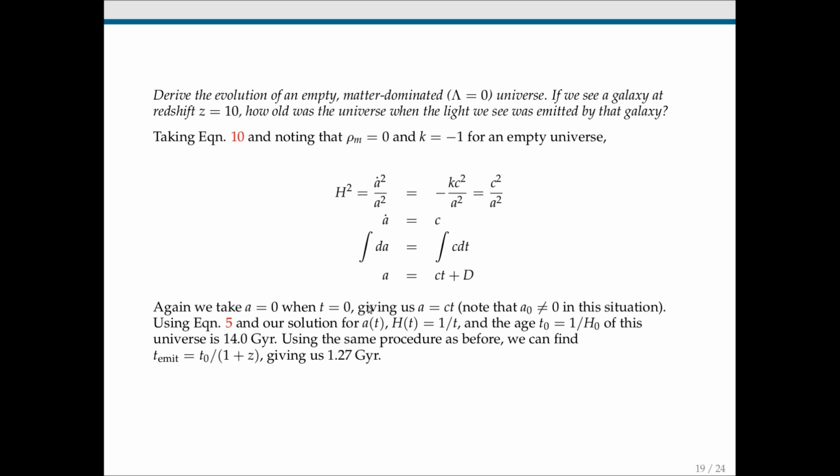which we then integrate using separation of variables like we did before. And that gives us a equal to ct plus d. Again, we take a equal to 0 when t equal to 0, and that gives us a equal to ct. We can use the same procedure as we did above, and we find that the z equal to 10 galaxy emitted its light when the universe was 1.27 gigayears old, and that the current age of the universe is 14 gigayears.